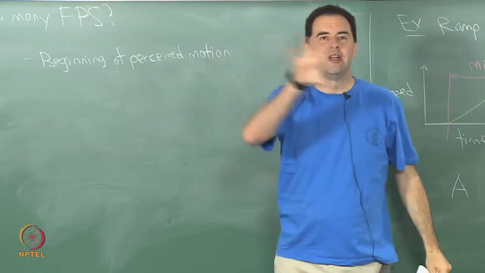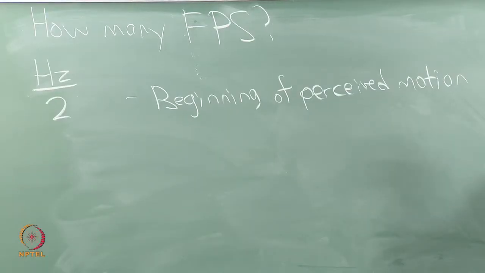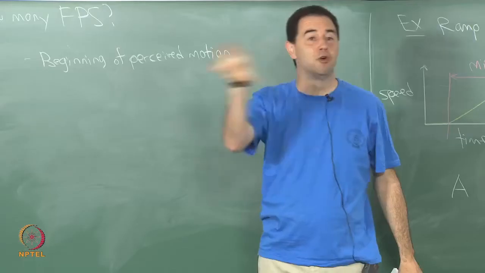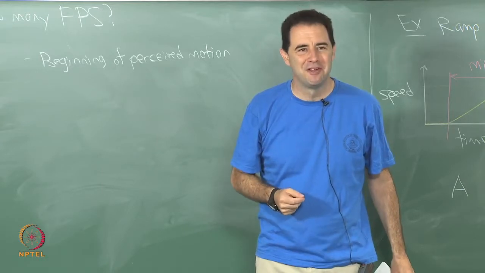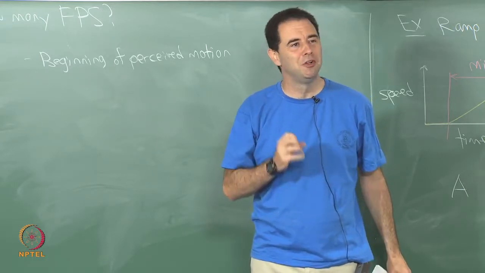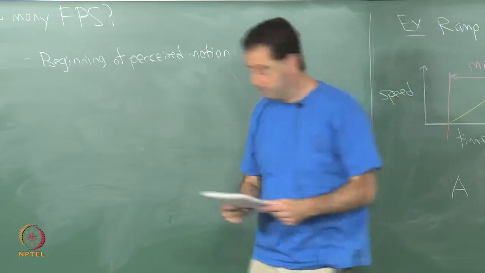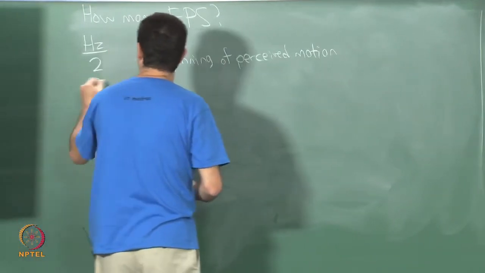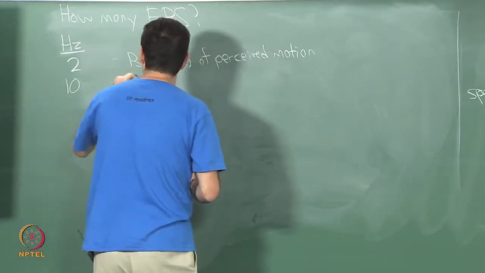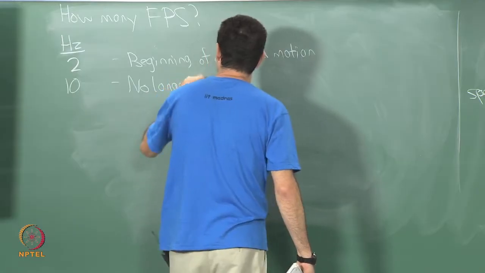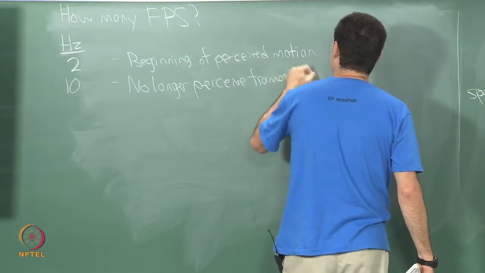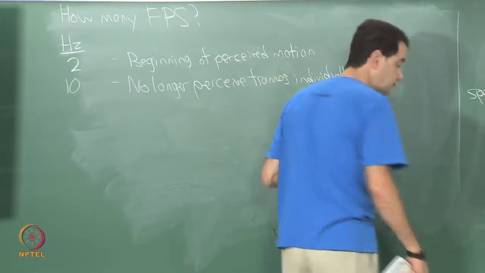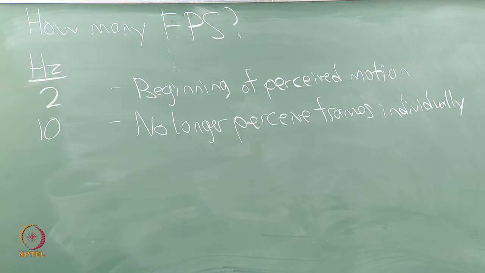In other words, if I just show you two different images, I have maybe a ball that's in one location in one image, another location in another, and I just oscillate back and forth at 2 hertz. That's already fast enough so that it will appear to you like the ball is moving back and forth. It might not be a very smooth or continuous motion, but you will at least perceive some motion in that. If you get up to about 10 hertz, then you no longer perceive frames individually. One of the most famous videos of this is considered by many to be the oldest movie.